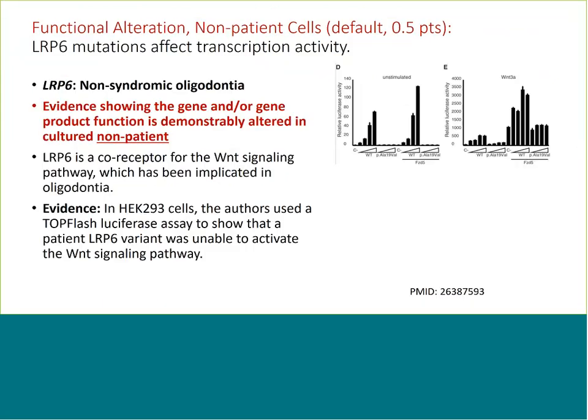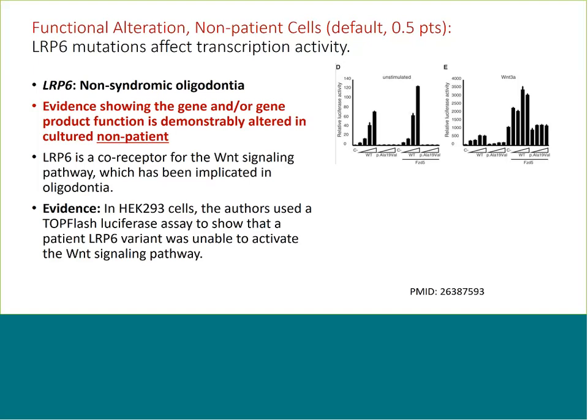Thanks. So moving on to Jen's example. Right, so this is an example in non-patient functional alteration in non-patient cells for LRP6 and non-syndromic oligodontia. LRP6 is a co-receptor for the Wnt signaling pathway. And the Wnt signaling pathway has previously been implicated in oligodontia. It had been previously found that mutations in Wnt10A cause the same disease. So the pathway has already been implicated.